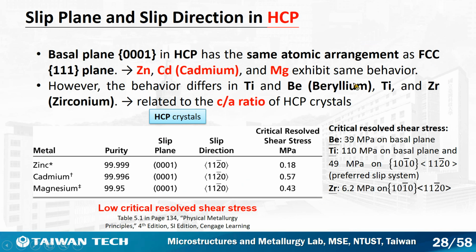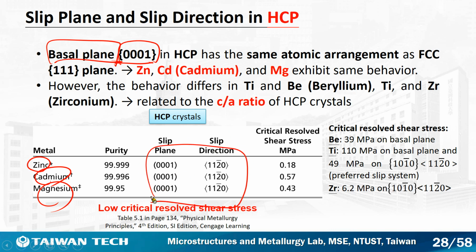And let's talk about the slip system in HCP. For HCP, we know that it has a close-packed plane, right? 0001, this is also what we call the basal plane. It's the close-packed plane, so it will be very easy for plastic deformation and slip. So for different HCP metals, if they have this slip system, the critical resolved shear stress will be very low.